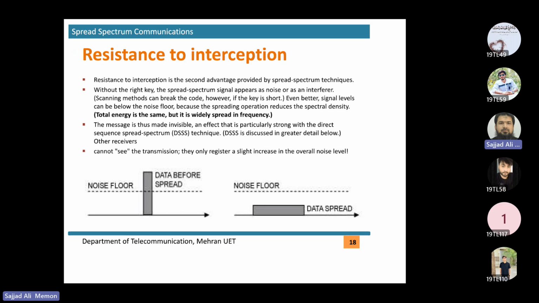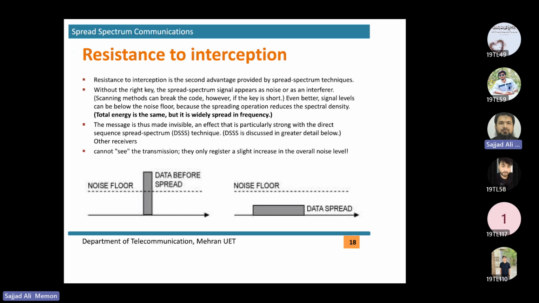Without the right key, the spread spectrum signal appears as noise or as an interferer. The key that is used at the transmitter side is a pseudo noise code or sequence used to spread the information. The same sequence can be used to de-spread or decode the information. Without that right key, the spread spectrum signal appears as noise to the interceptor, or as an interferer. Scanning methods can break the code, however, if the key is short. Even better, signal levels can be below the noise floor because the spreading operation reduces the spectral density.